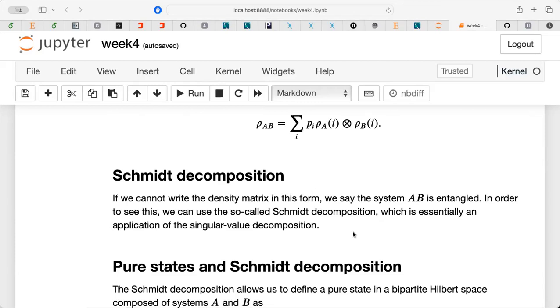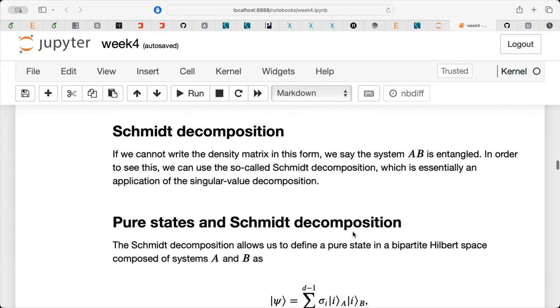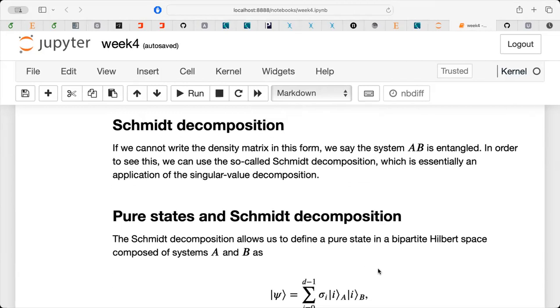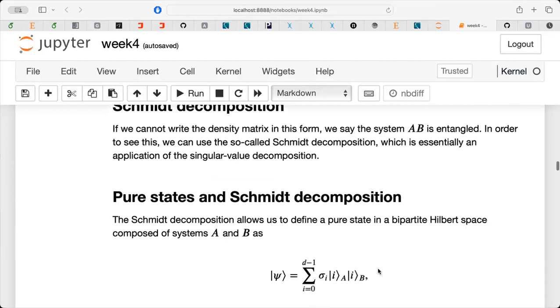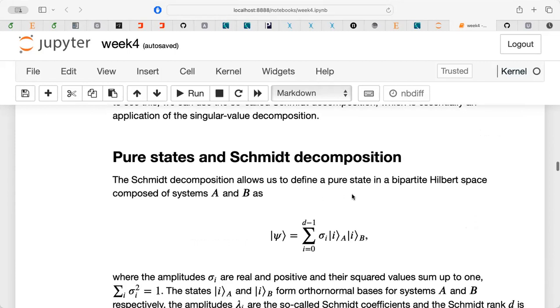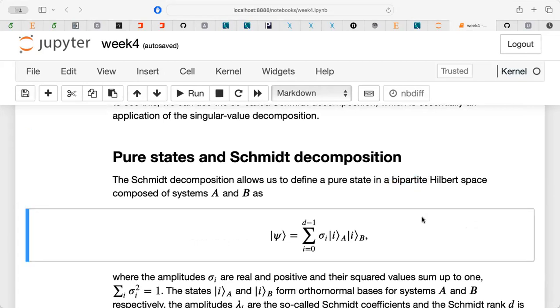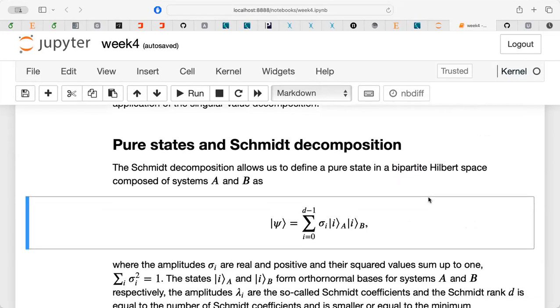So just view this as a plain technicality, which we will bring back a little bit later here. This Schmidt decomposition is based on a famous theorem in linear algebra, which is called the singular value decomposition. The Schmidt decomposition allows us to define a so-called pure state in a bipartite Hilbert space, which is now composed of two systems. I'm probably not pronouncing this correctly, I have to look it up, actually. Sorry for that.